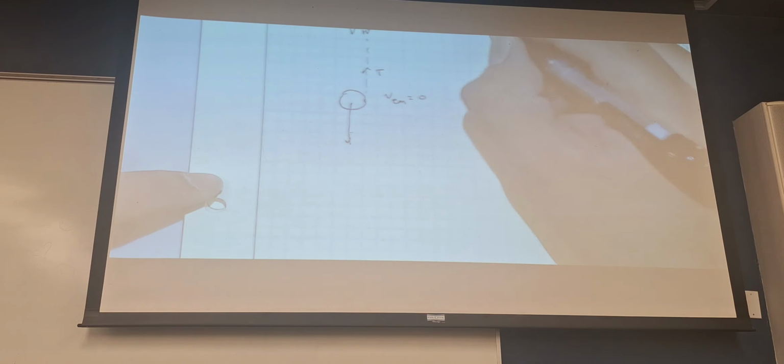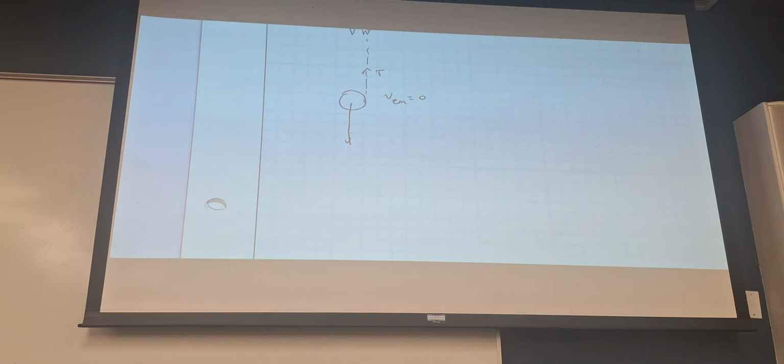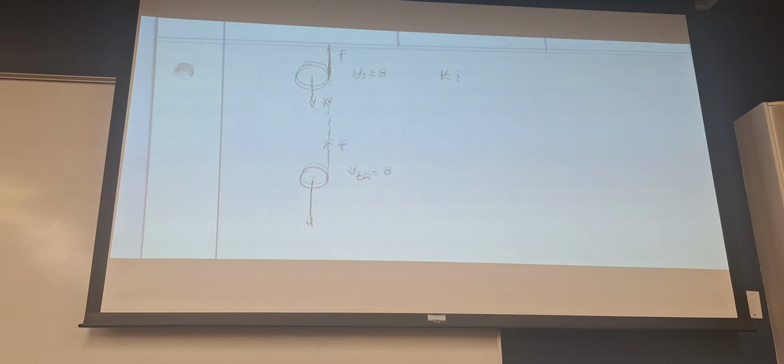Professor, can you move the paper down? Oh, sorry.